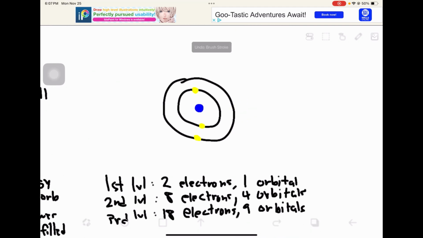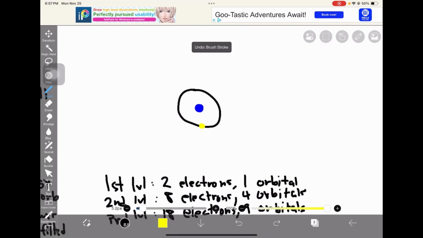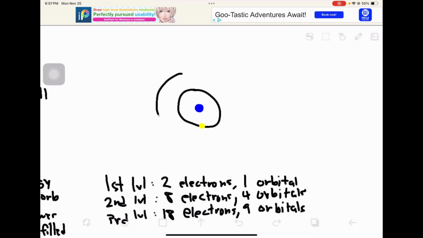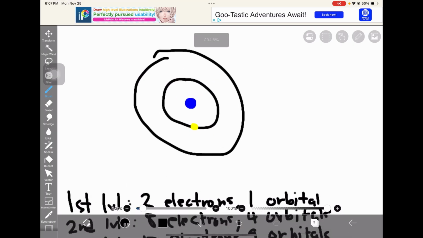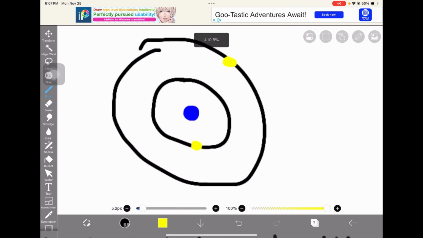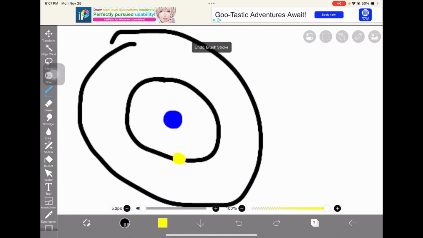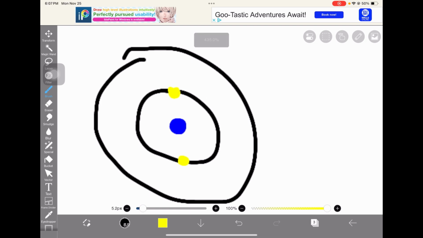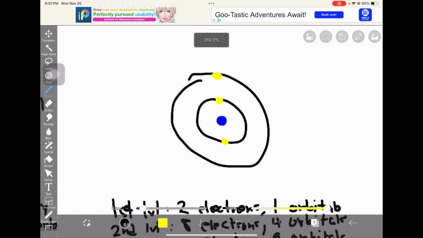Now, Aufbau's principle states that lower energy levels must be filled before higher ones, which means, as you could see, this first energy level here only has one electron. So we can't do something like this because the first energy level does not have the maximum amount of electrons first. So we have to do this first, and only then we can start filling the second energy level.